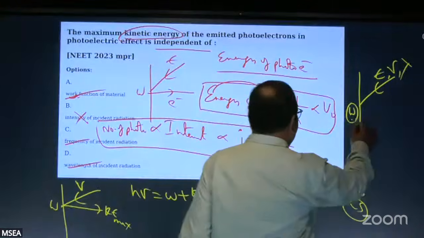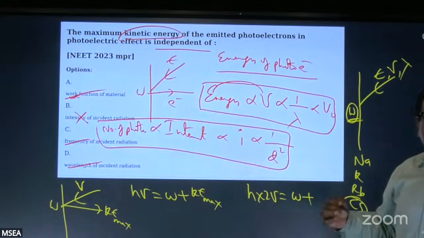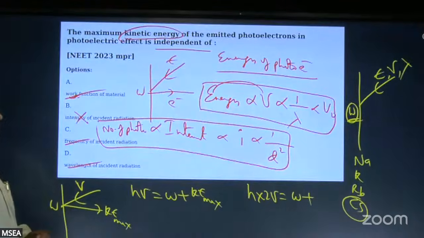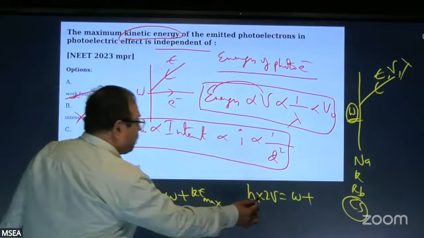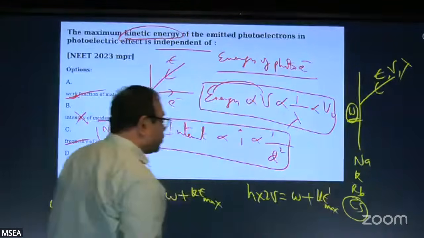So this is the work function. It does not depend on energy or frequency or wavelength. It depends on the nature of the metal surface only. Now that's why, as the frequency is doubled, we can take what happens to the KE max.